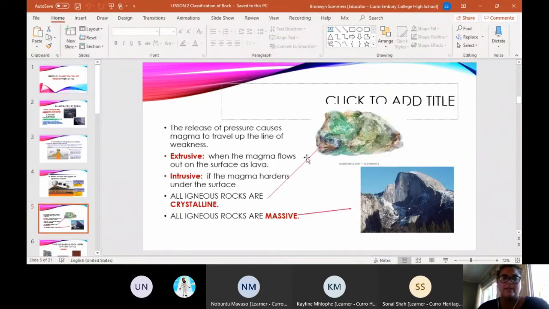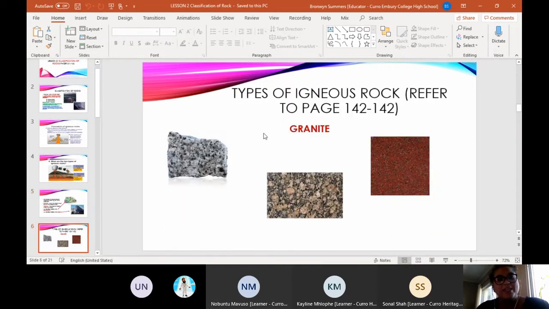So when we're looking at igneous rock, all igneous rocks are crystalline. So they'll have some form of crystals within them. And when we get back to school, I'm going to show you actual rock samples so you can see what they look like. And all igneous rocks are also massive. So they're very big, they're very large. So then there's just some examples of the types of igneous rock.